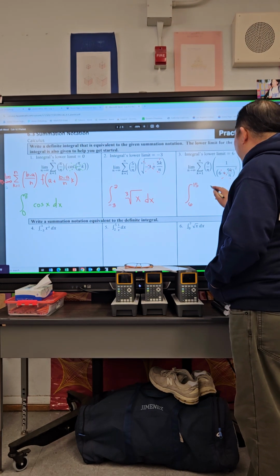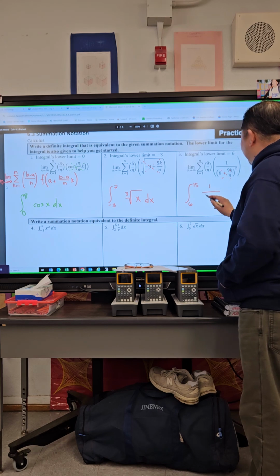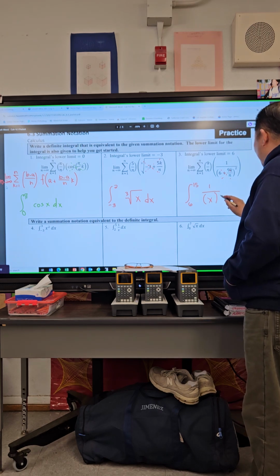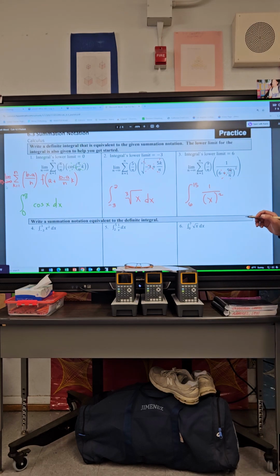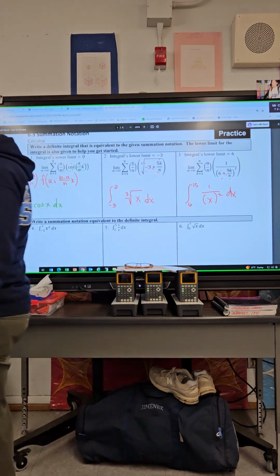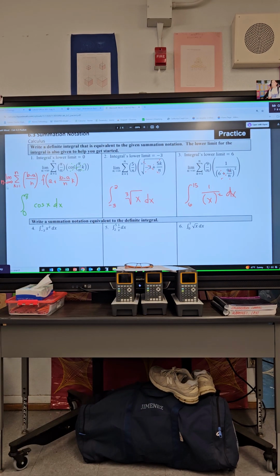So therefore, we're going to have 1 over x squared. This is our imaginary x inside right here. And then dx. Any question on numbers 1, 2, and 3? Yes. Write the x in parentheses.